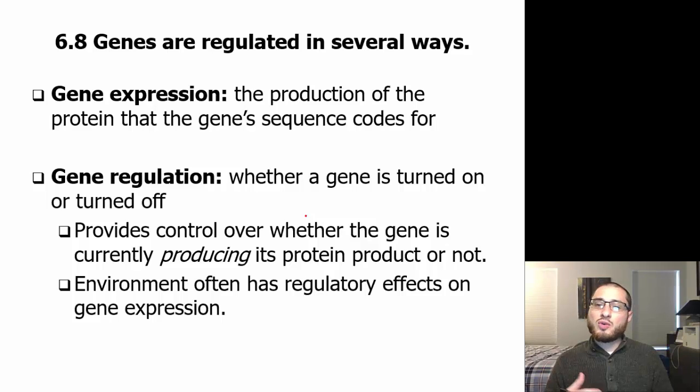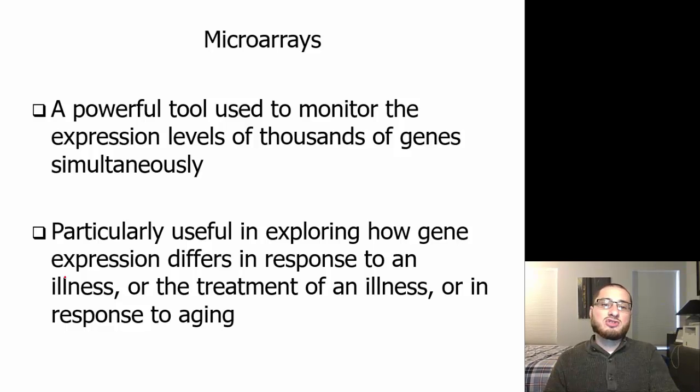It provides control over whether the gene is currently producing the proteins that we want or it is not producing those proteins. And the environment often has this regulatory effect on gene expression. So gene expression is influenced by the environment. The environment has the ability to turn genes on and turn genes off.